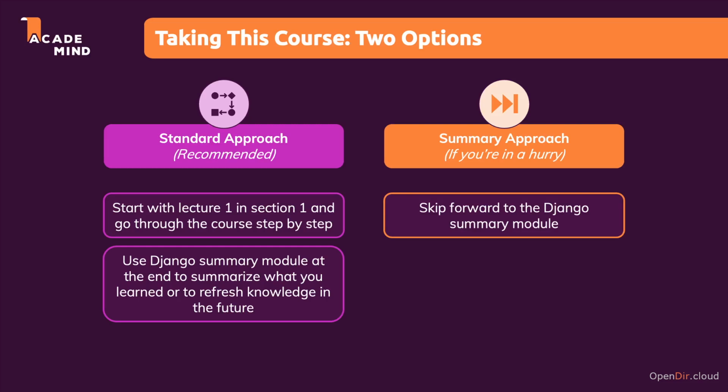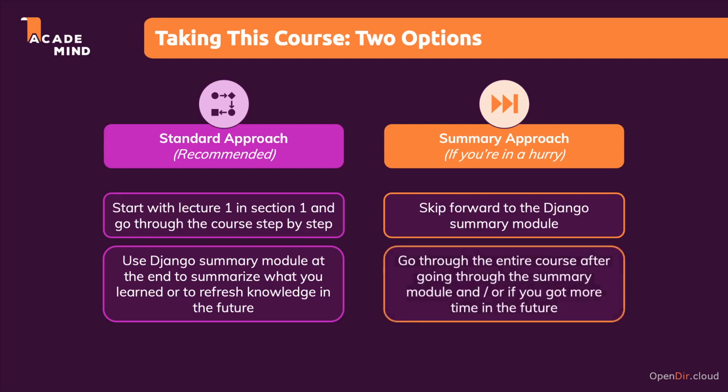and learn about the essence of Django and get a good overview of Django with that summary module. And you can then always come back to the main course and go through the entire course step by step in the future once you have more time at your disposal. These are the two main ways of taking this course. Simply choose the one which best fits your requirements.